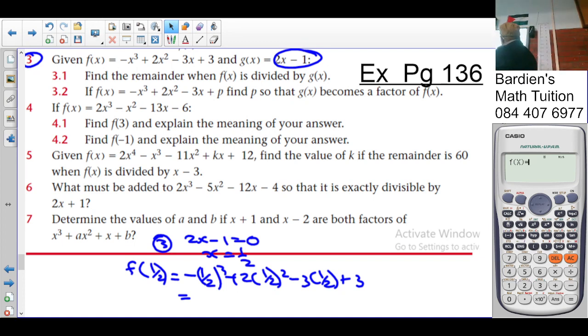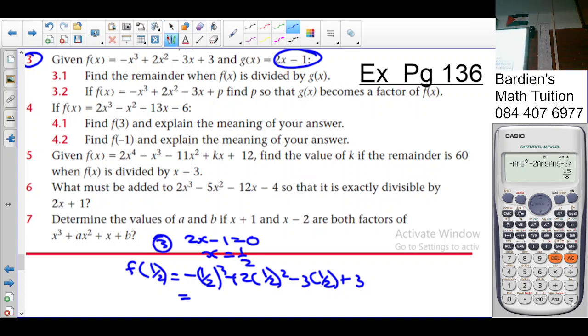It then gives us, this calculator normal mode, it's half. That's the last answer calculated in the calculator. So I now punch that in. So it's going to be negative answer cubed plus 2 answer squared minus 3 answer plus 3 gives you 15 over 8. Is that correct? Right, 15 over 8. So that's the remainder when f of x is divided by g of x.